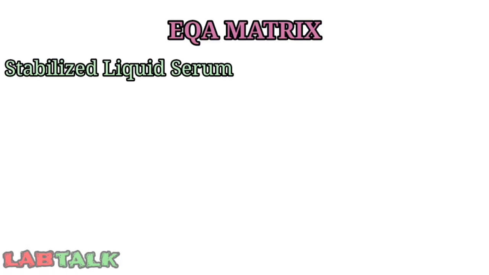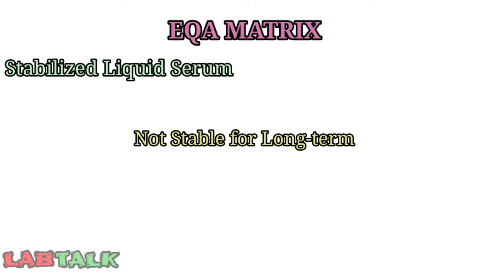The next type of material is stabilized liquid serum. Stabilized liquid serums are ready to use and very easy to prepare, requiring no preparation. They have a great matrix effect. The only drawback is that long-term stability is an issue, because they are not stable for a long period.